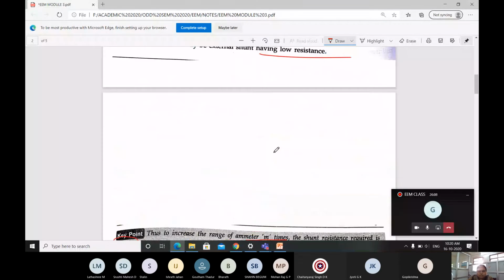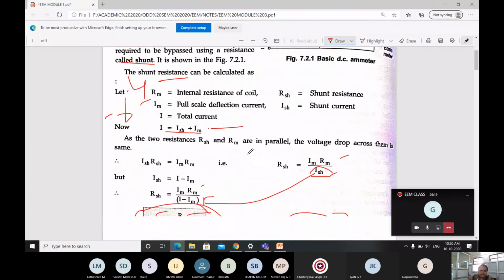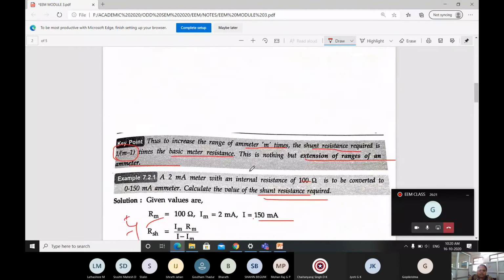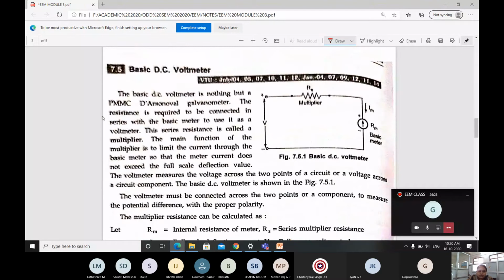Actually, both the ammeter and the voltmeter combined, they will ask 6 marks. Or else, if they are asking only this part, they may ask for 6 marks sometimes, or it may ask for 4 marks also. It depends on the question paper. We can't tell that. Okay. Then that is about the ammeter. Next, about the voltmeter.